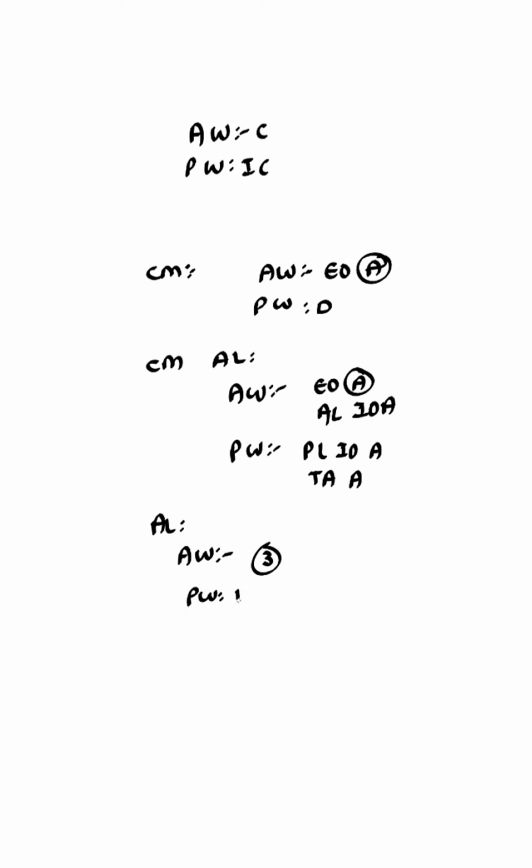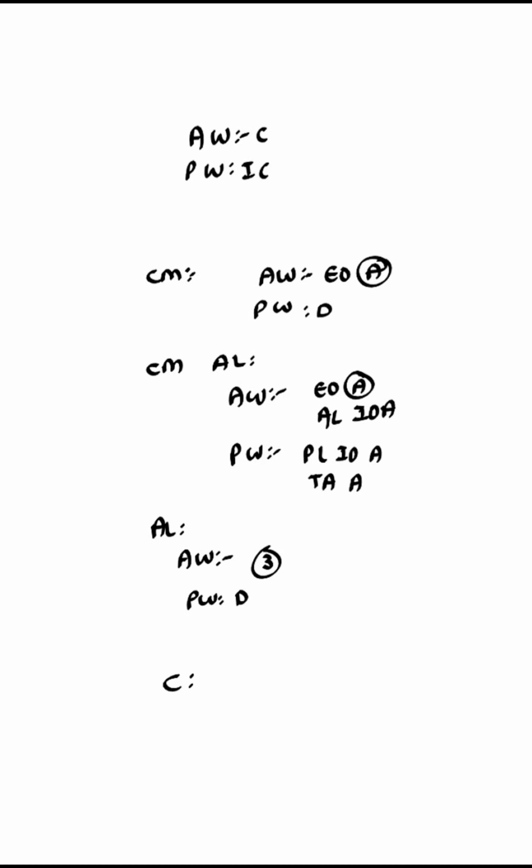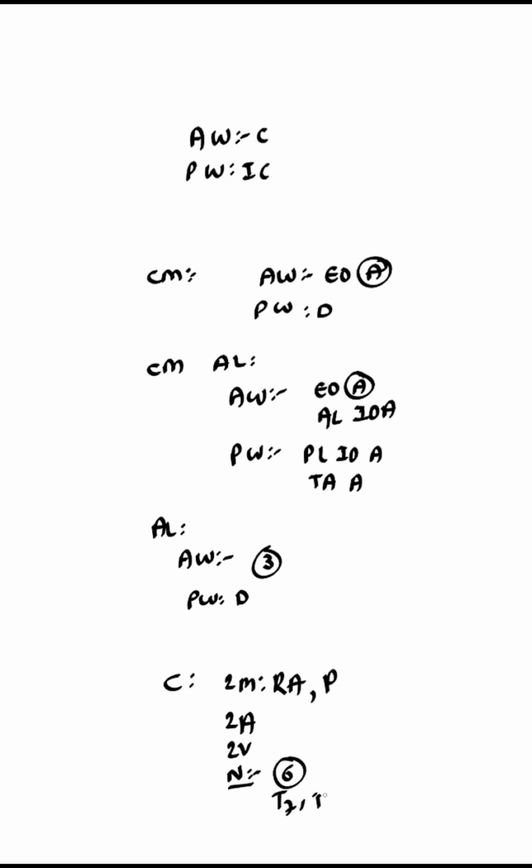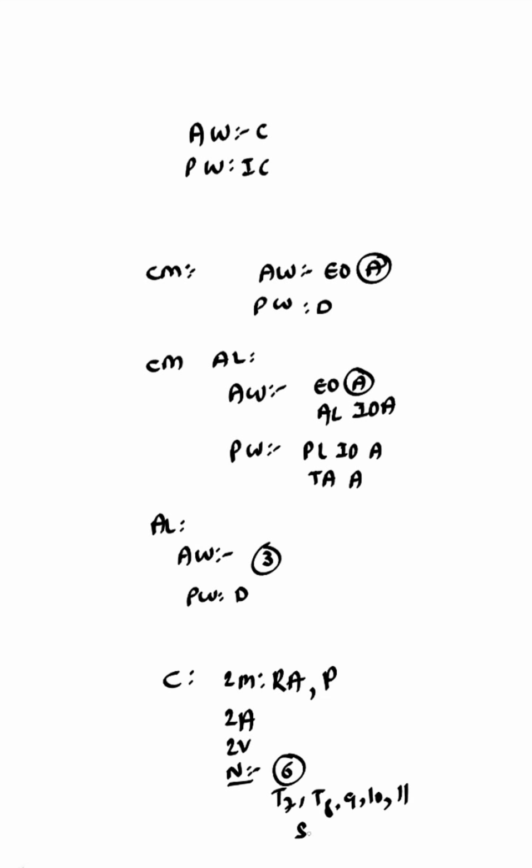Posterior wall is deficient. Contents: it consists of 2 muscles, rectus abdominis and pyramidalis if present, 2 arteries, 2 veins: superior epigastric and inferior epigastric arteries, superior epigastric and inferior epigastric veins. Nerves: lower 6 thoracic nerves, T7, T8, 9, 10, 11 thoracic nerves and subcostal nerve.